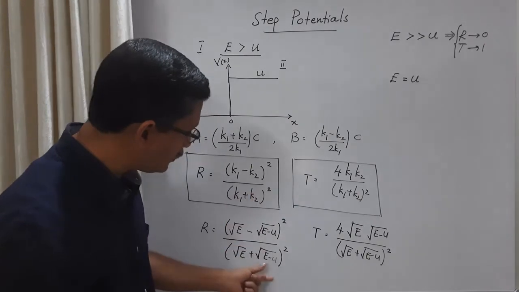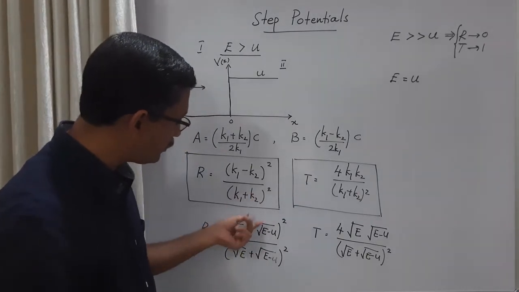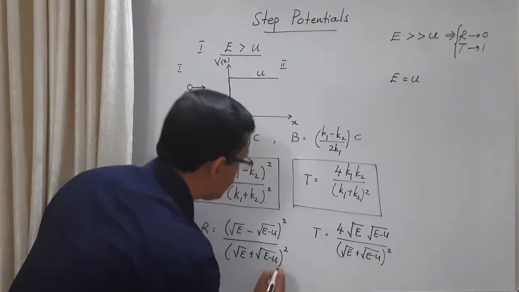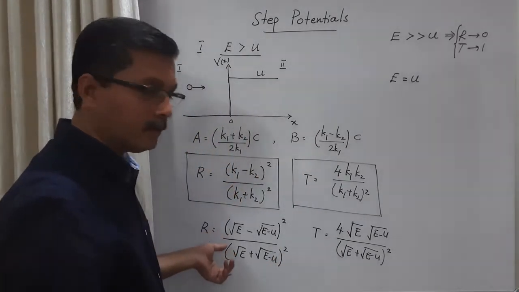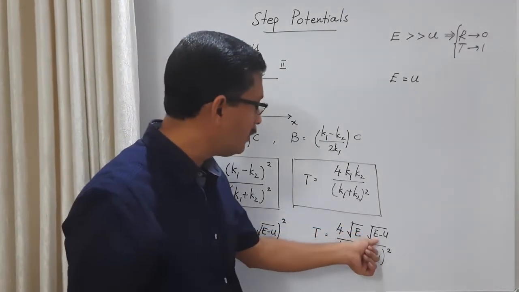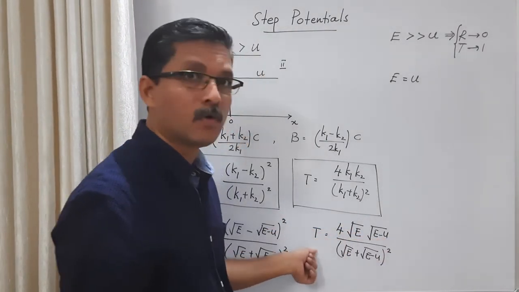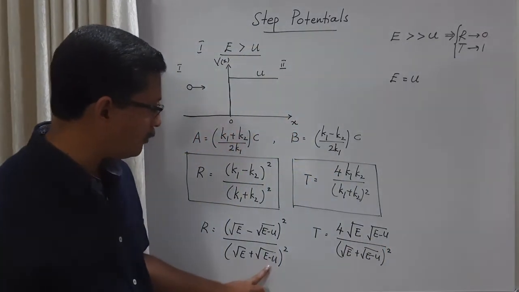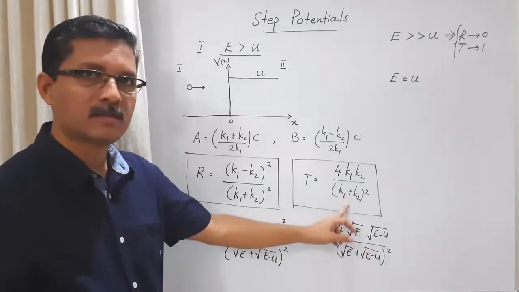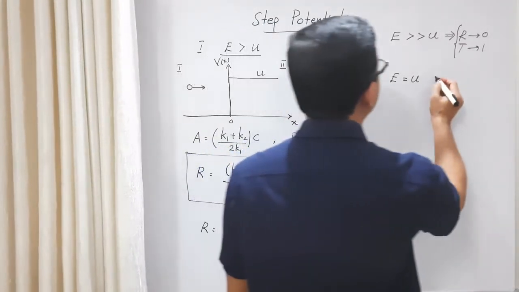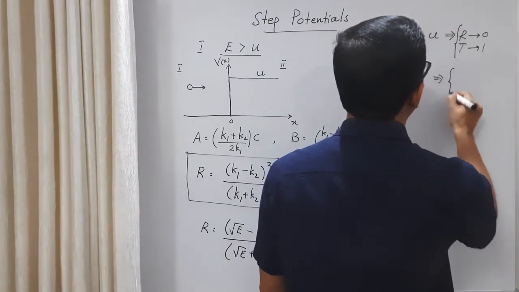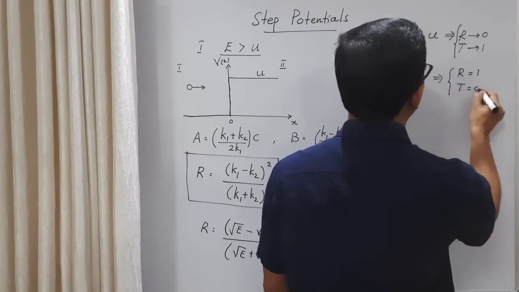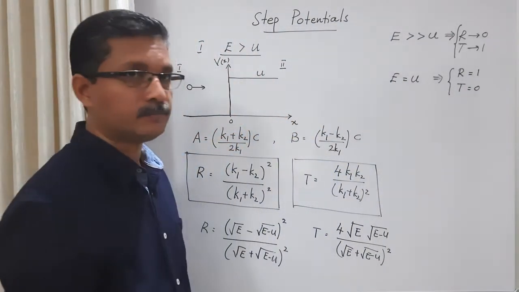This part will be 0. This part also will be 0. We have root E square in the numerator, root E square in the denominator. So the reflection probability will be 1. And as I have mentioned earlier, when E is exactly equal to U, transmission probability will be 0. So note this correction here, the denominator is root of (E minus U), just like this one, the two denominators are the same. So here reflection probability is exactly 1, transmission probability is 0 at E equal to U.